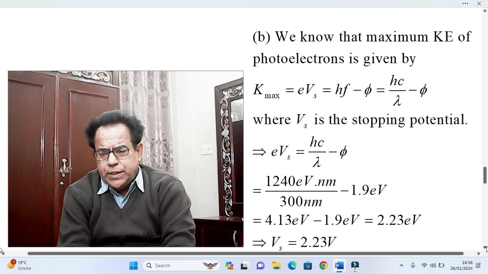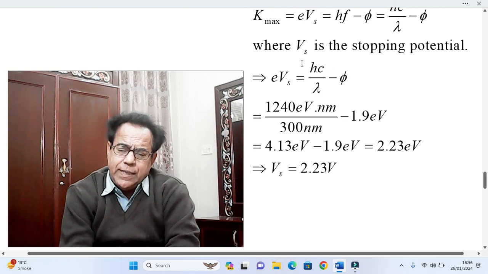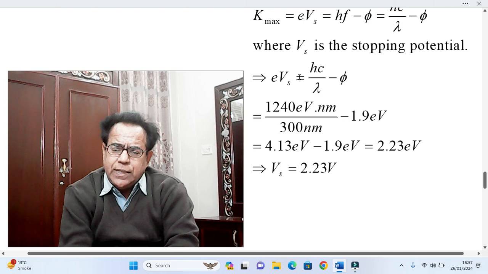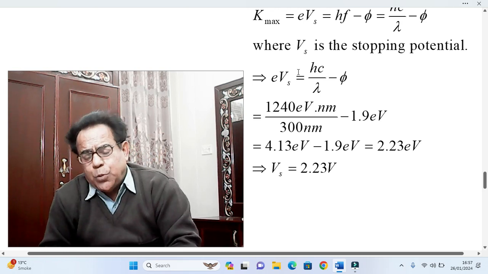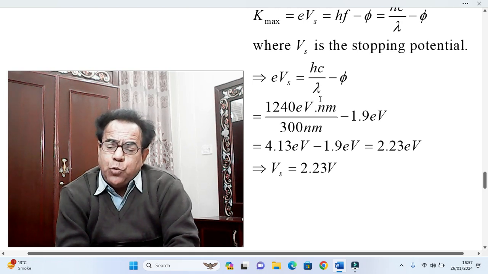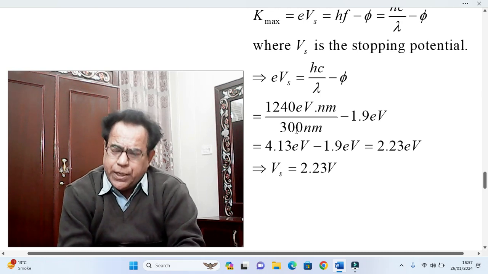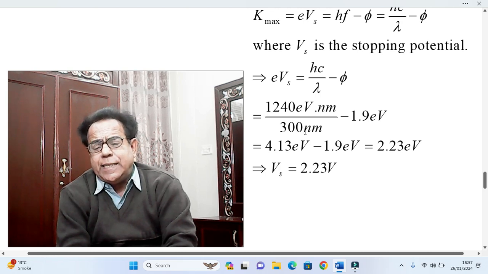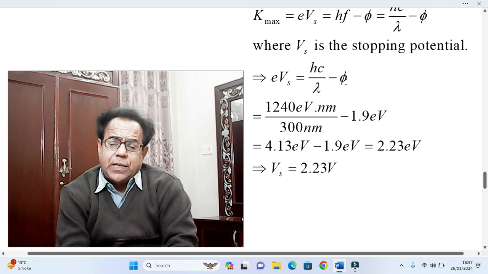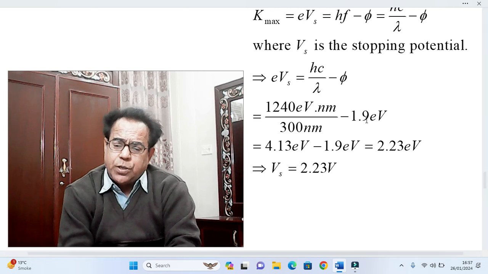In the next step we are just putting the values. The value of hc has been taken from snapshot number 1, in which separate values of Planck's constant h and the speed of light c are also given, and in addition the combined value of hc is provided, and we have taken that combined value from that table. Similarly, the value of wavelength lambda is provided in the statement, 300 nanometer. This is quite different from what we calculated in part A. In part B there is 300 nanometer, in part C there is 400 nanometer wavelength. The work function phi is 1.90 electron volt instead of 1.95 electron volt, which is given in the table included as a snapshot, the helping tool.